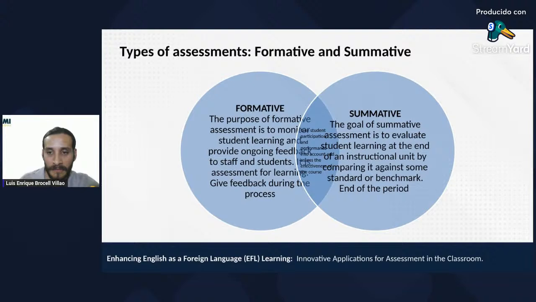The goal for a summative assessment is to evaluate the student learning at the end of an instructional unit. We can use it by comparing it against some standard or benchmark, and it is almost always taken at the end of a period, at the end of a unit, like a final exam or the first term, for example. Summative is scored. Summative we can use like a final exam, maybe we can use some rubrics, but it has to be according to what the students acquired in the whole unit.